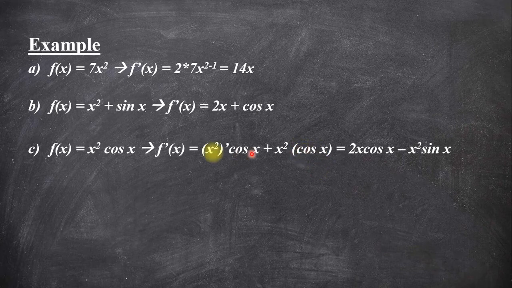So in this way, x squared cos x gives 2x cos x minus x squared sin x. It's also a very simple example.